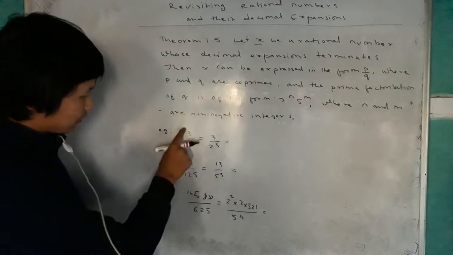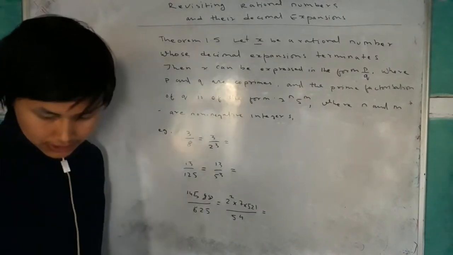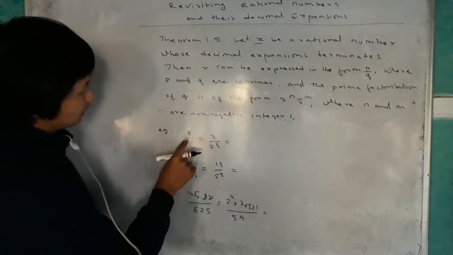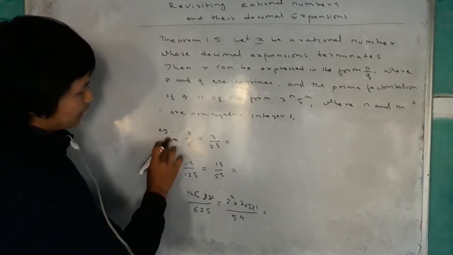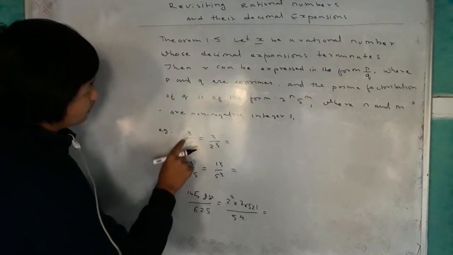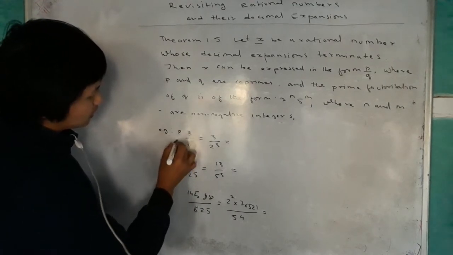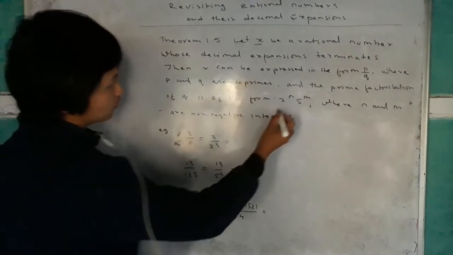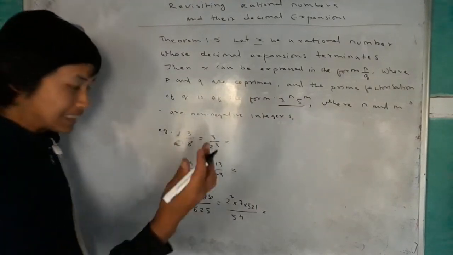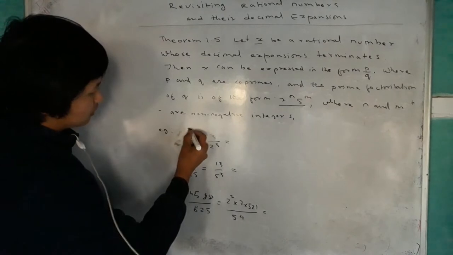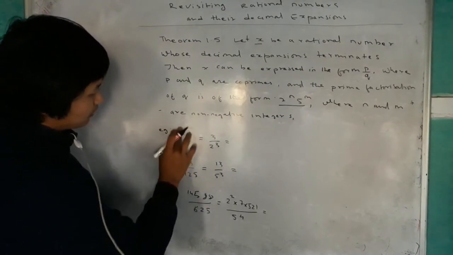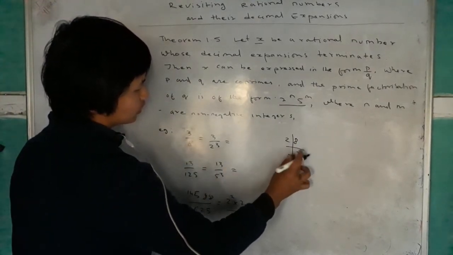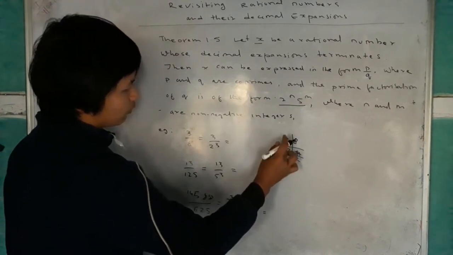For example, I'll take an example that I have taken from the NCERT book. 3 by 8 is a rational number, we know. Let us say it is x. If it can be written in the form of p by q, then the denominator, this is the q, can be written in the form of what the theorem is saying, 2 to the power n, 5 to the power m. Let's see. I don't need to factorize 3, I need only the denominator term. 8 can be written as, if I factorize, 2 into 4, 8, so 2 to the power 3.